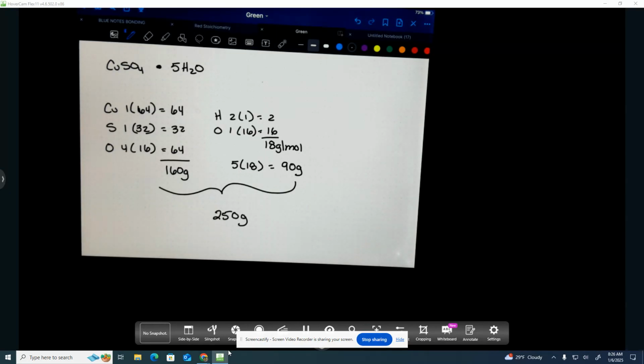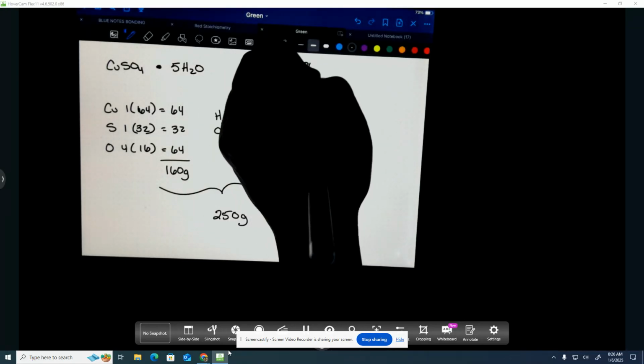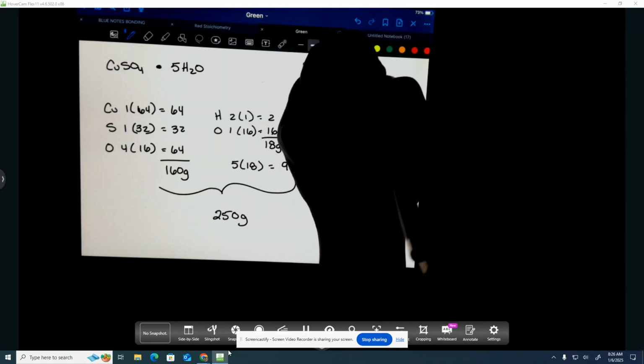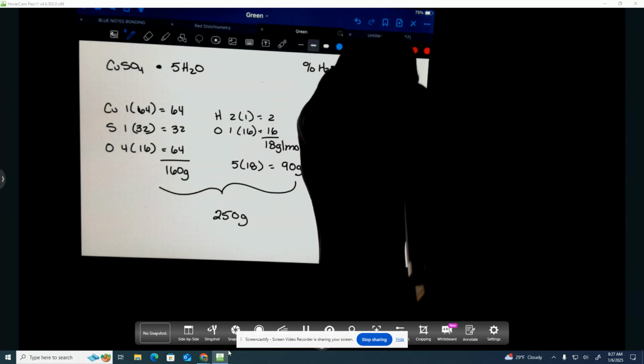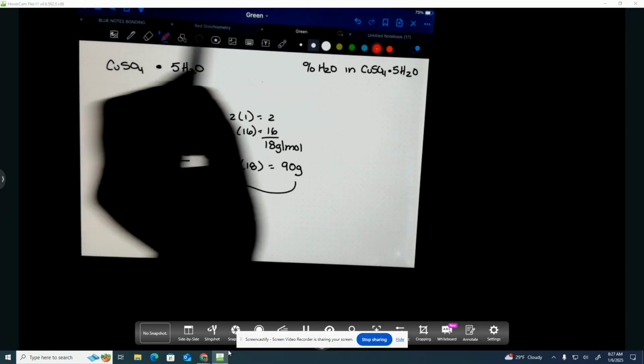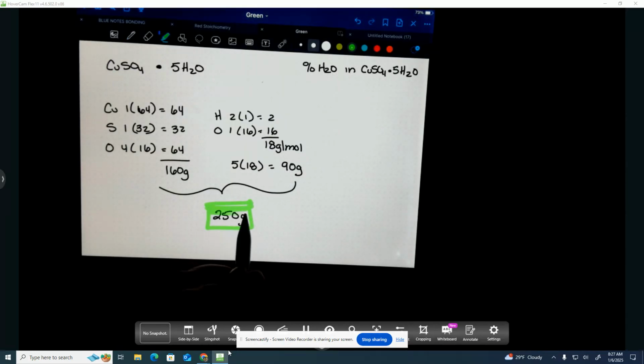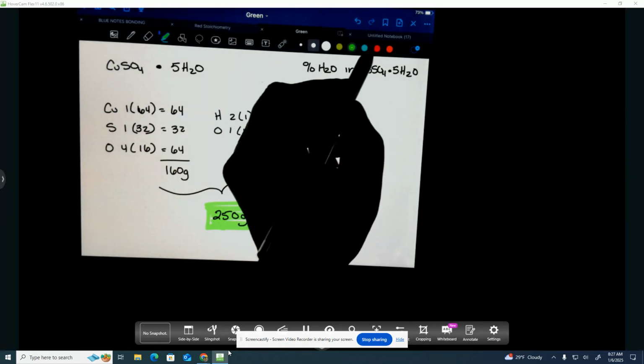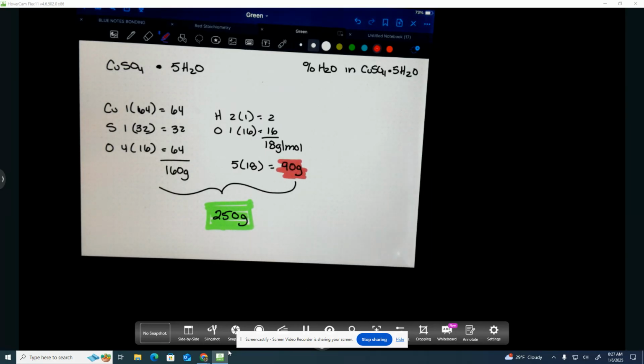Pretty heavy. Okay? Does everybody understand what just happened? If I want the percent of water in the CuSO4 5 H2Os, how would I figure that out? Go ahead. 90 divided by 160. Not by 160, by 250, because I want it out of the whole thing. And this sucker, right down here, I'll make it green, that's what the whole thing weighs. And the part that is water weighed 90.